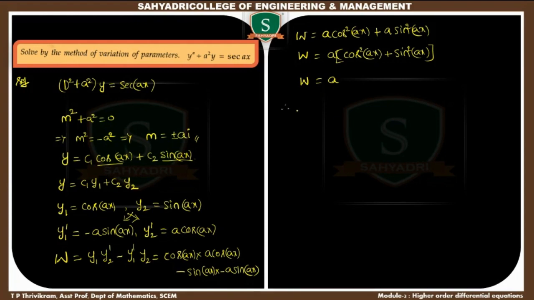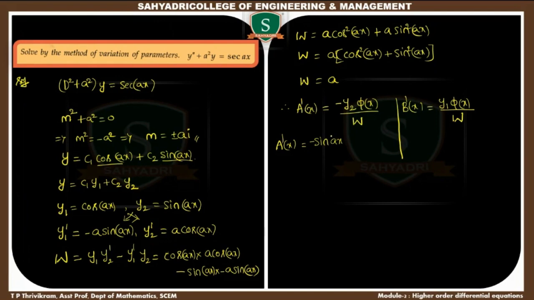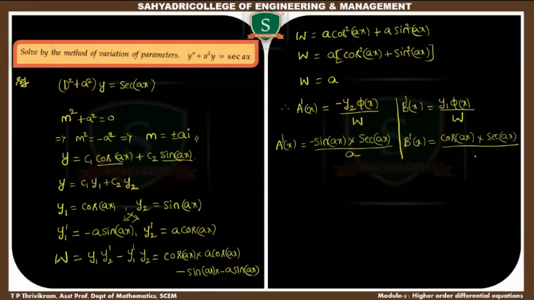Therefore, we'll find first A dash of x. A dash of x can be defined as minus y2 phi of x divided by the Wronskian W. Similarly, B dash of x is equal to y1 phi of x divided by the Wronskian W. So A dash of x is equal to minus sin ax into phi of x. What is phi of x? This one, secant ax, divided by the Wronskian, which is a. Similarly, b dash of x is cos ax into secant ax divided by the Wronskian a.